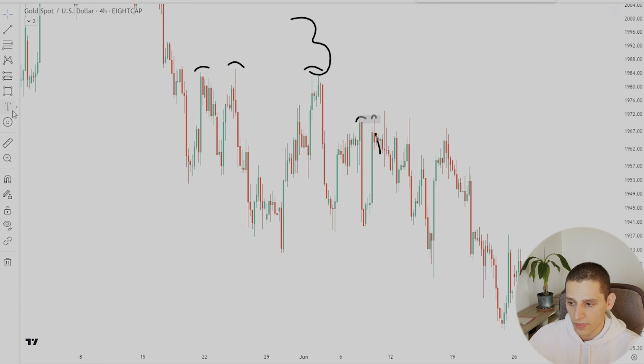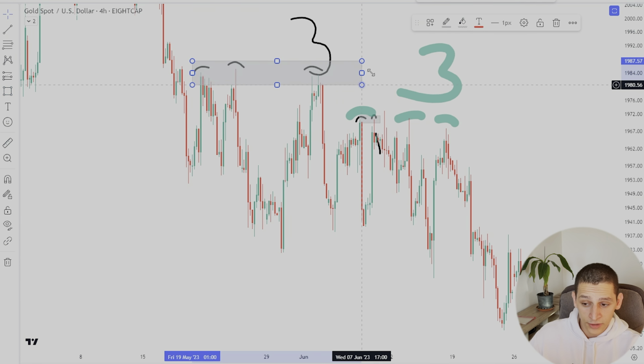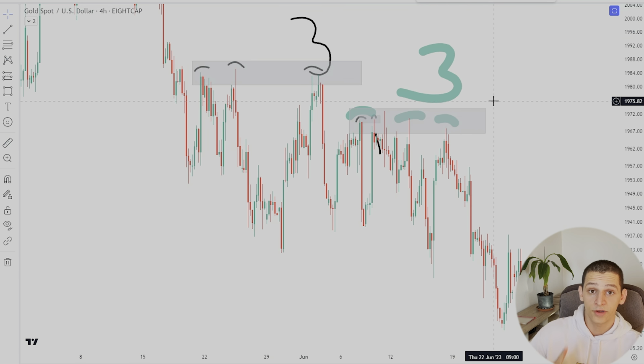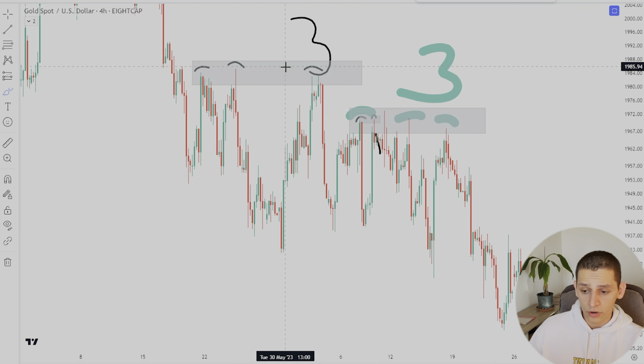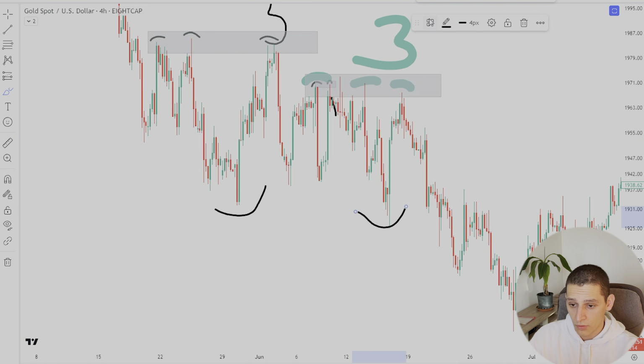Here in the future, another triple top, high, high, and high. Another triple top. The first liquidity and the second liquidity pool in the future. Here are limit orders, stop losses, and stop orders. Further price development, a double bottom.